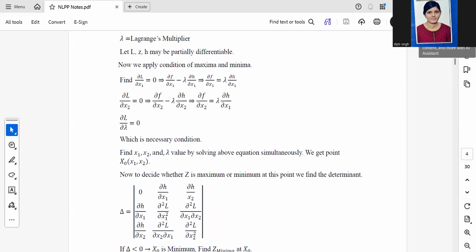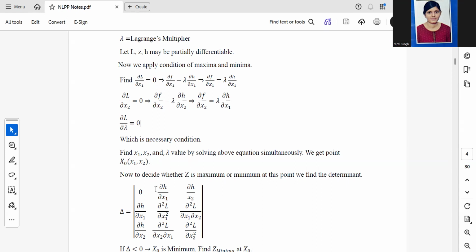Just partially differentiate the Lagrangian function with respect to the decision variables and the Lagrangian multiplier. You can see here there are two decision variables and one Lagrangian multiplier. So we partially differentiate: del L over del x1 equal to 0, del L over del x2 equal to 0, and del L over del lambda equal to 0. These are the necessary conditions. Now to find x1, x2 and lambda values by solving the above equations simultaneously, we get this point.